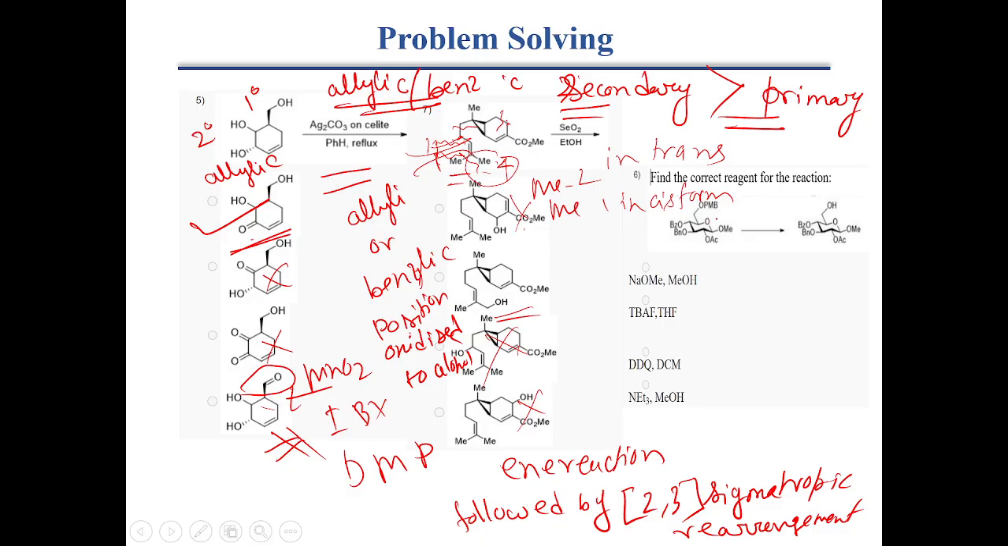Now the next question is to find the correct reagent for the reaction. So what has happened here? In this glucose molecule, this PMB group is deprotected to an alcohol. So what is the PMB group? PMB is paramethoxybenzyl.